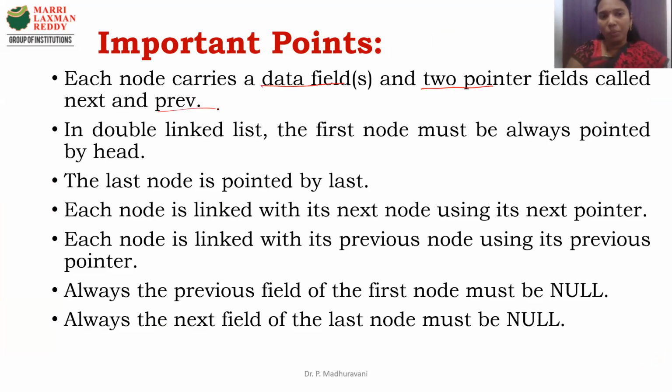And here in a doubly linked list, the first node is always pointed to by the head pointer and the last node is pointed to by the last pointer. Here in each node a link is there to its next node, which is done with the help of the next pointer, and the previous node address we keep track of with the help of the previous pointer. And one more thing, the most important thing is you should make the previous field of the first node null and the next field of the last node null to indicate the first and last nodes in the doubly linked list.